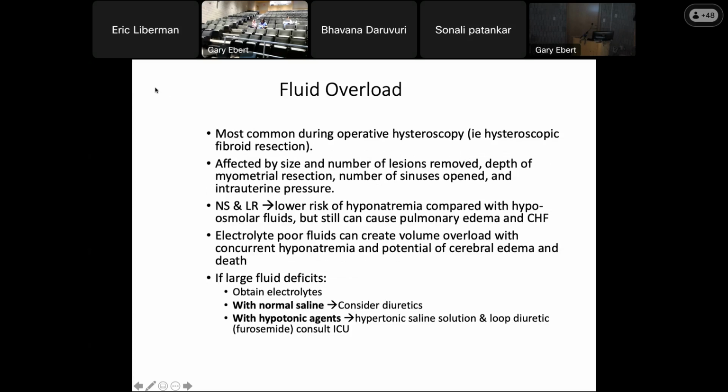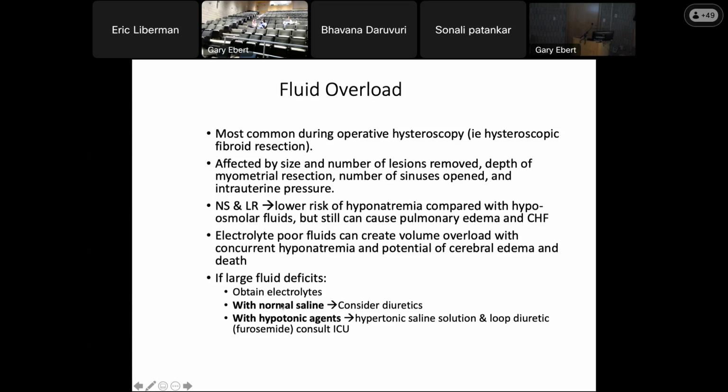Just to go over fluid overload. This is most common during hysteroscopic fibroid resections, like I was saying, because you open up the venous channels and you allow more extravasation of fluid into the circulatory system by using normal saline and or lactated ringers. But again, most use normal saline. You decrease the risk of hyponatremia compared to the hypoosmolar fluids, but you can still get pulmonary edema and CHF with fluid overload.